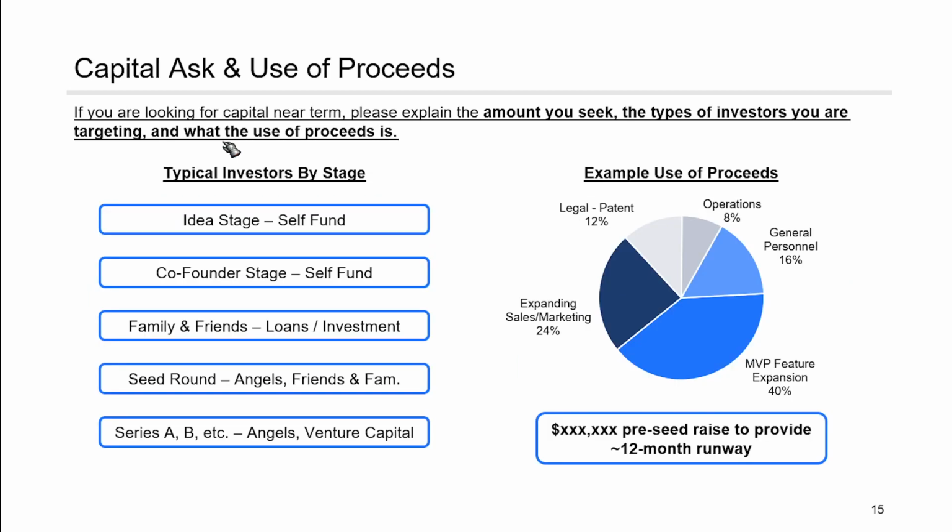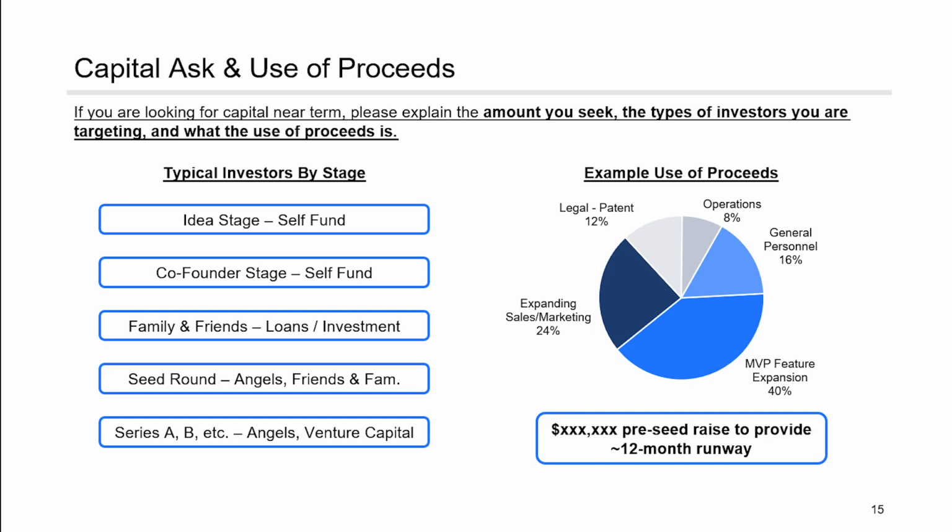Next is capital ask and use of proceeds. So of course, after you talk about the great future, here's all these timelines, here's all these milestones, here's all this great stuff that we're doing, right? We're talking about our financials, we've obviously spoken about our team. Now it's a question of what do we need? Why are we there, right?